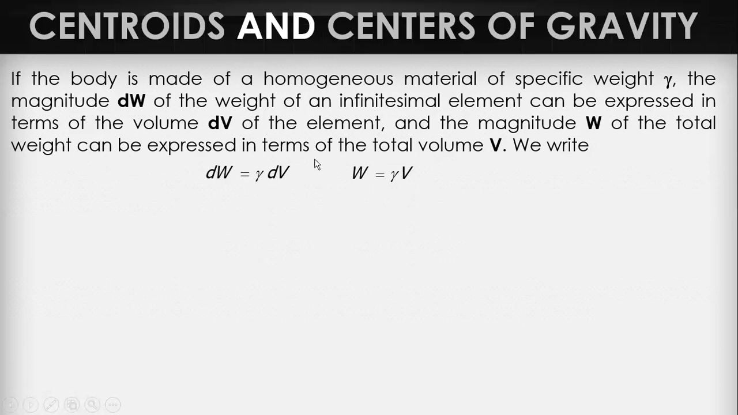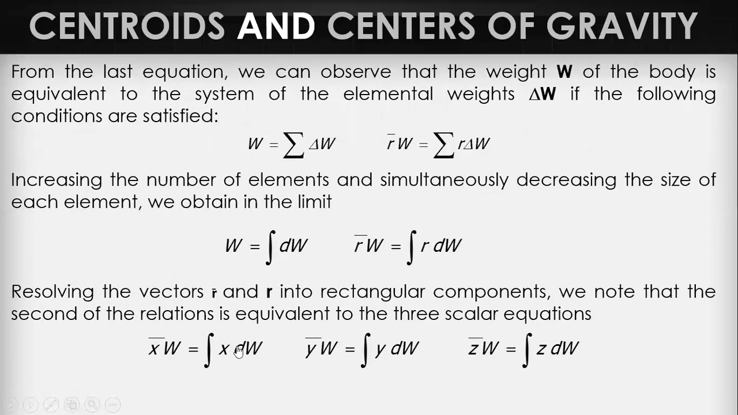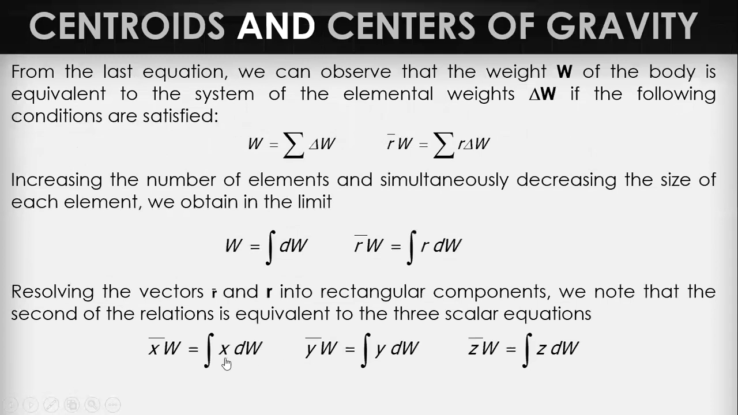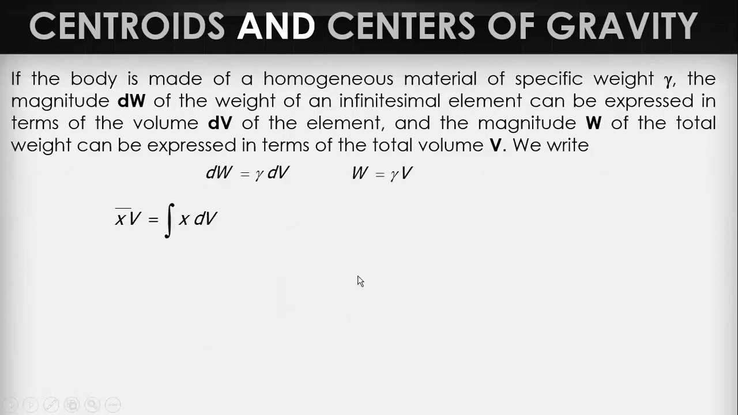So from the expression for dW, we replace it with dV. We replace W by this one, gamma V, and dW by gamma dV. So gamma V and then gamma dV, the gamma will be cancelled. So the result is x bar V equal to integral of x dV. Same will happen for y bar and z bar. So this is y bar V equal to integral of y dV and then the z component, z bar V equal to integral of z dV.